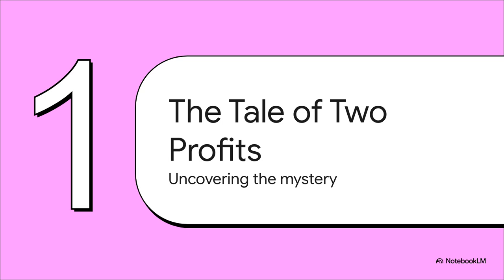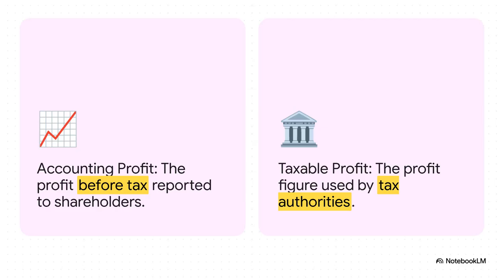We're calling this one The Tale of Two Profits. Our mission? To uncover the real story behind a company's tax bill. Okay, so on one side of the ring, you've got accounting profit. This is the number for the shareholders, the investors. It's calculated using accounting rules, and it's all about showing off the company's performance.